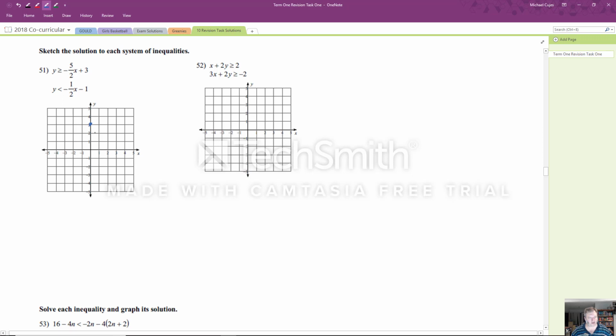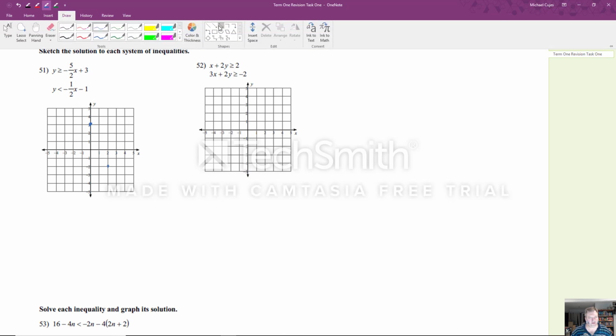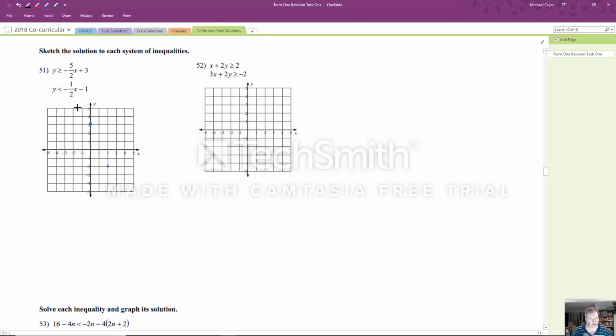Hopefully you can see that there all right. And then my gradient is negative 5 over 2. So I'm going to go down 5 and across 2. And you're going to see that it's really tricky on this particular drawing thing for me to put a line through those. So let's see if I can cheat a little bit and get a line roughly through those points. Oh, it's not going to let me grab it. Well, that'll do for now. Let's try the next one.